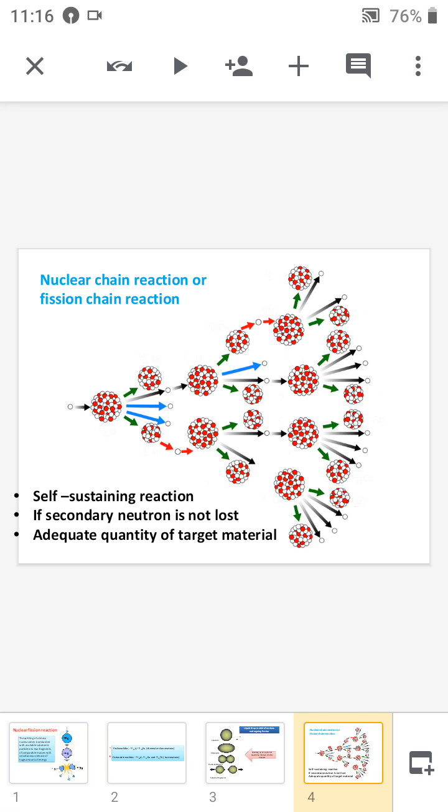But there are two conditions. First, the secondary neutrons must not be lost from the material. The second condition is that an adequate quantity of the target material is available in the reaction. If these two conditions are satisfied, the nuclear fission reaction can proceed as a self-sustaining reaction, and this is the principle of a nuclear reactor. So this reaction is known as the nuclear chain reaction or fission chain reaction.